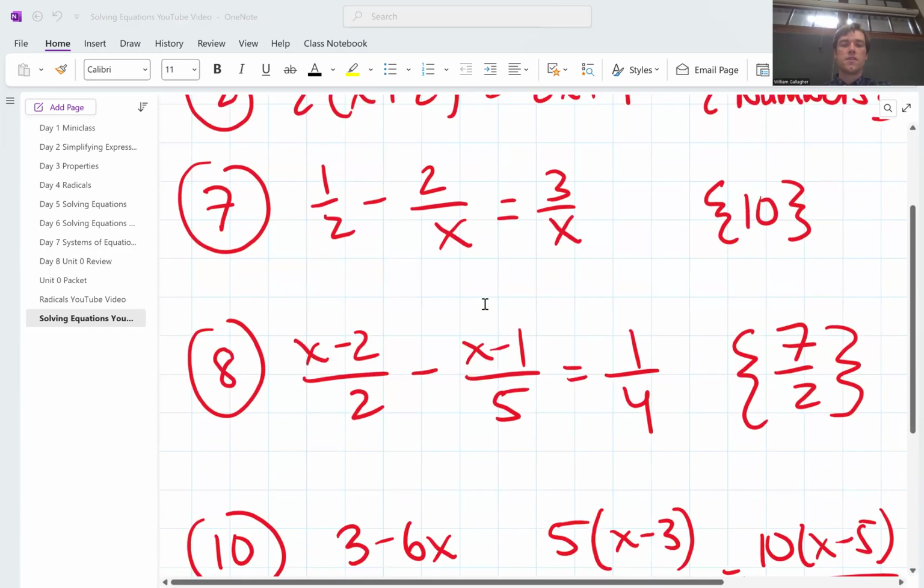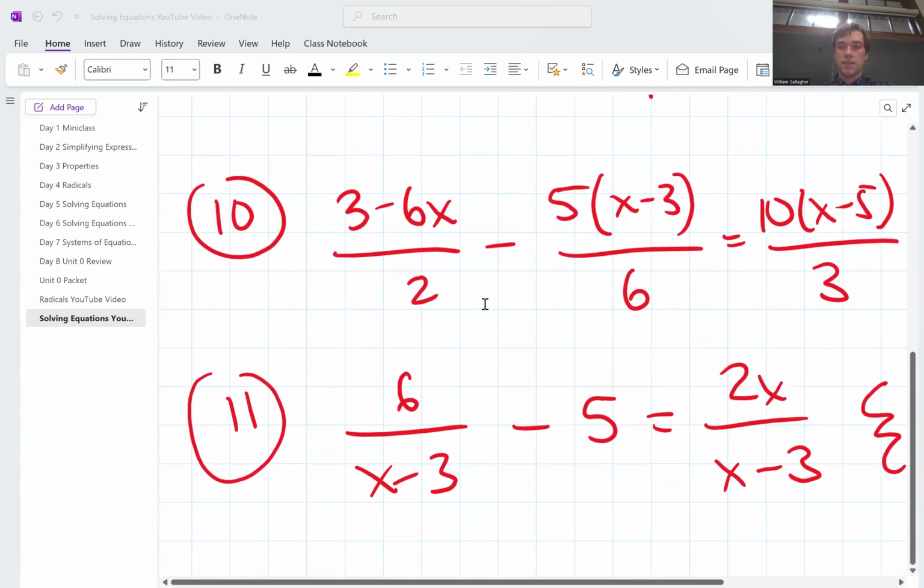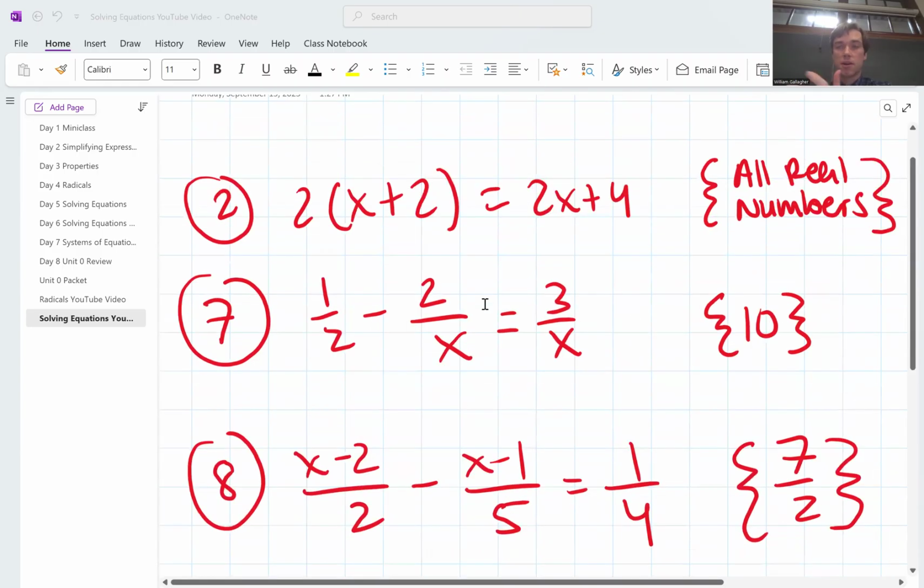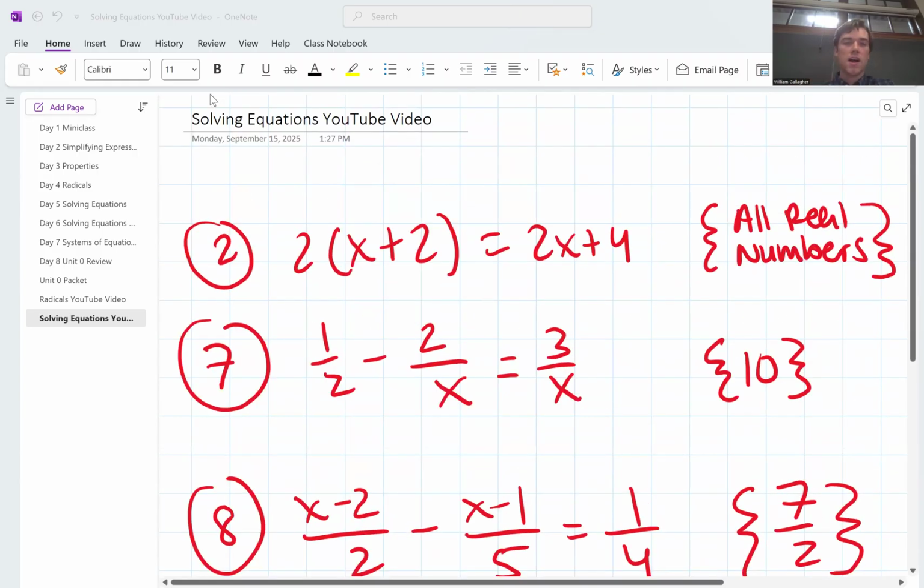All right, I'll just scroll through quickly so you see which ones. So I'm going to do 2, 7, 8, 10, and 11. All right, so if you feel good about a bunch of these, skip through to the ones that are more relevant for you.